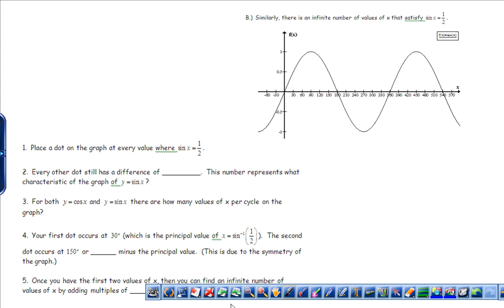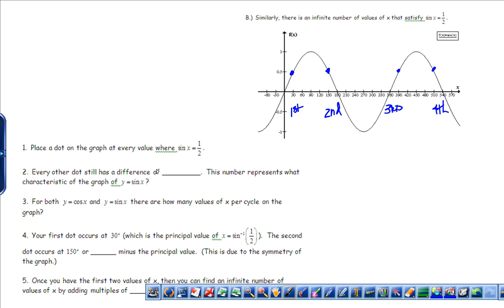Okay, let's look at the next graph. It says, similarly, there are infinite numbers of values of x that satisfy sine of 1/2. So this is arc sine. So remember, sine starts at the middle, increases, and then it continues. Okay? So let's place a dot at 1/2. So my 1/2 is going to fall at 30 now, at 150, at 390, and at 510. Again, I'm going to say this is my first dot, my second dot, third dot, and fourth dot.